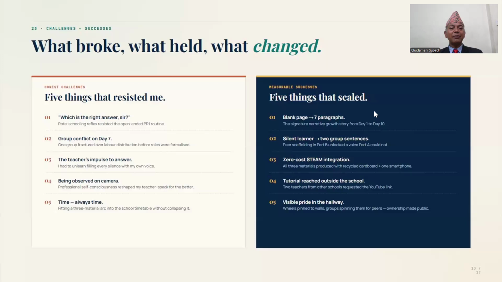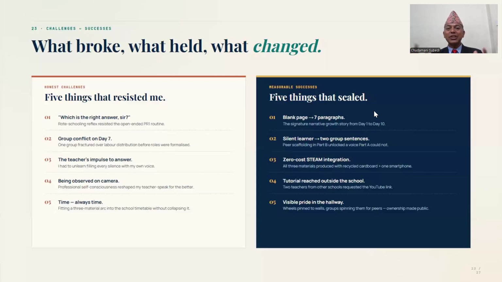Time, always time. Fitting a three-material arc into the school timetable without collapsing it. Okay, five things that stood. Number one, blank page into 7 paragraphs.